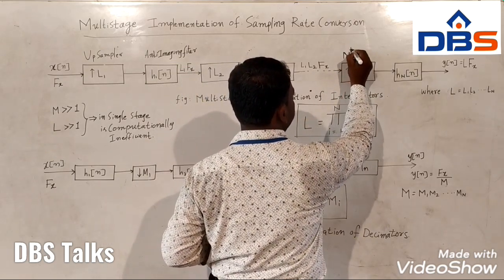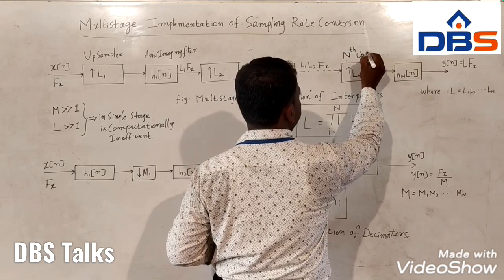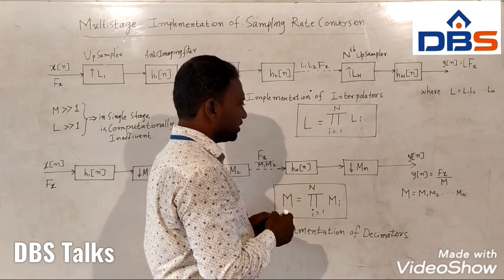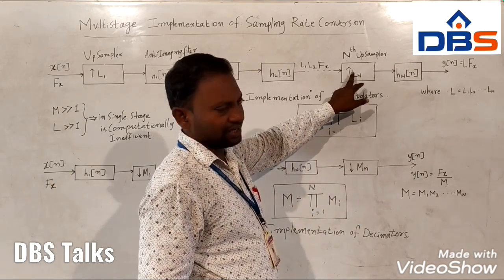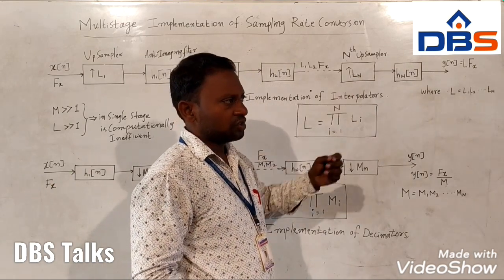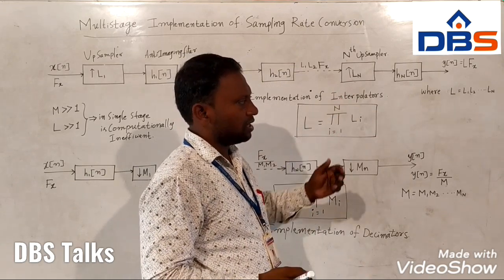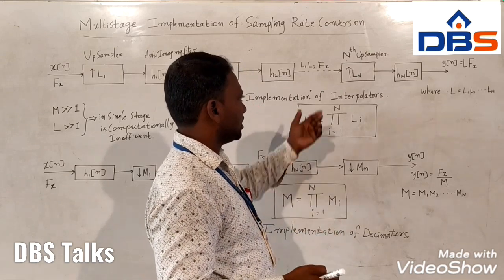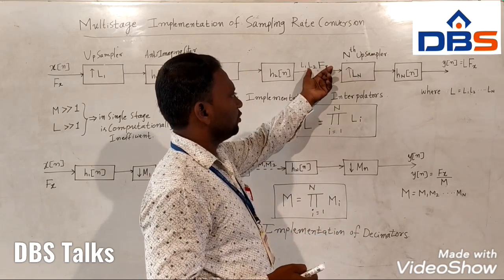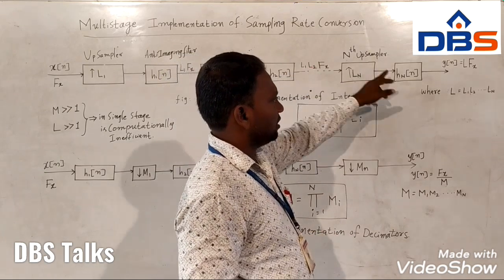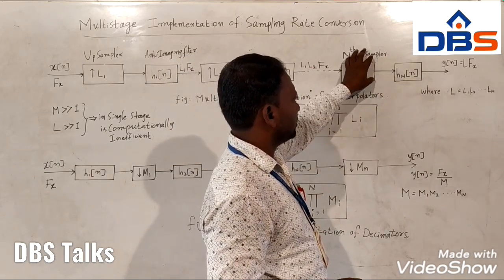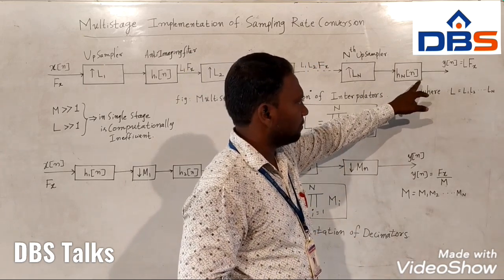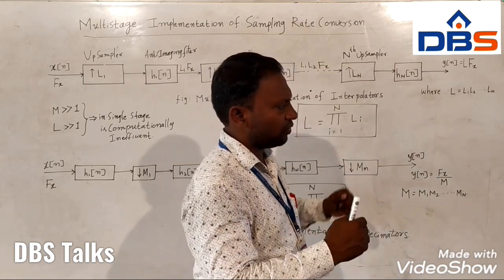If you closely observe this block diagram, the first one is the multi-stage implementation of interpolators. If you want to do sampling rate conversion in multiple stages, we upsample the signal and connect that upsampling output to the input of the second upsampler, and the second upsampler output is connected as the input of the third one, then the fourth one, and so on.